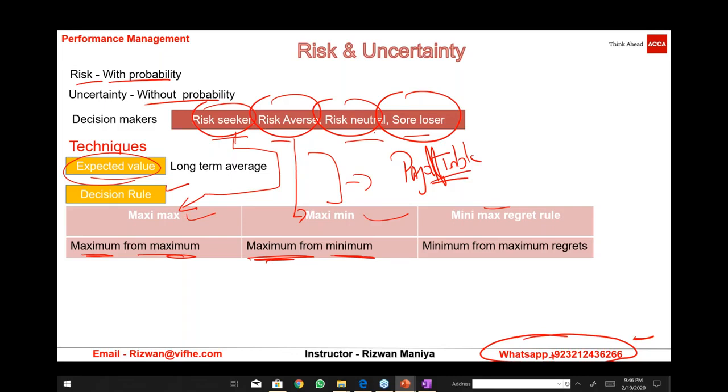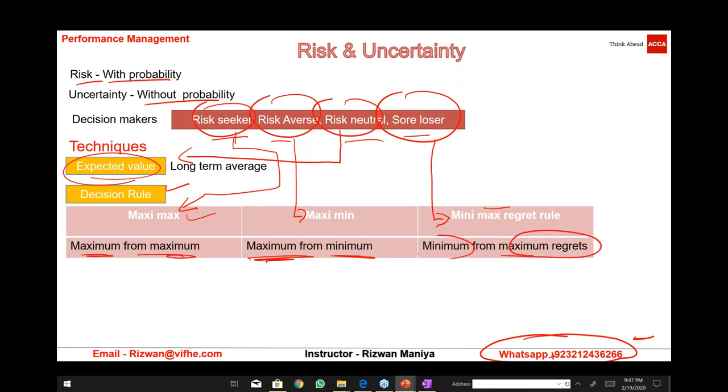A risk neutral person is one who goes for the most likely result, and that's why risk neutral follows expected values, because expected value uses probabilities and it gives you the most likely result. A sore loser is a person who wants to minimize future regrets. So a sore loser uses the minimax regret rule, which is a technique which says that from the maximum regrets, we need to select the minimum regret.